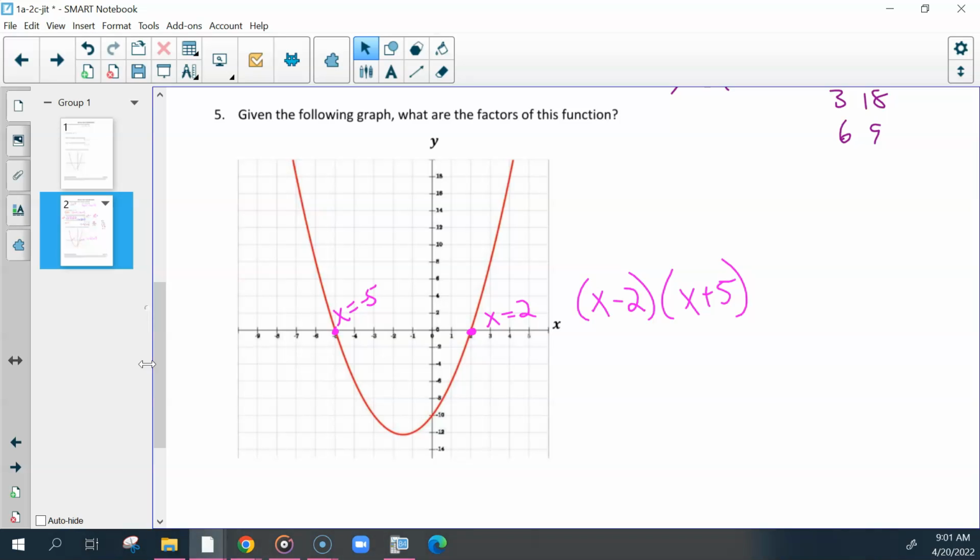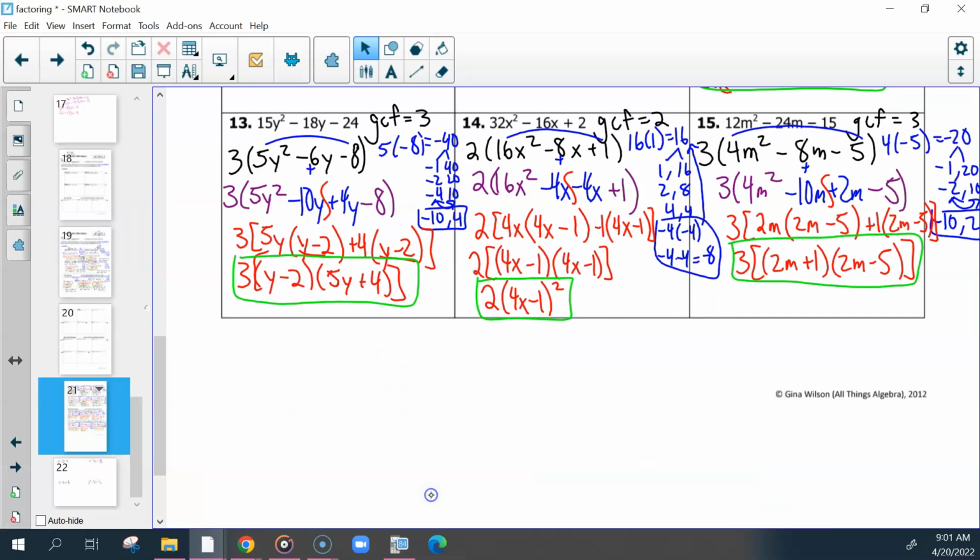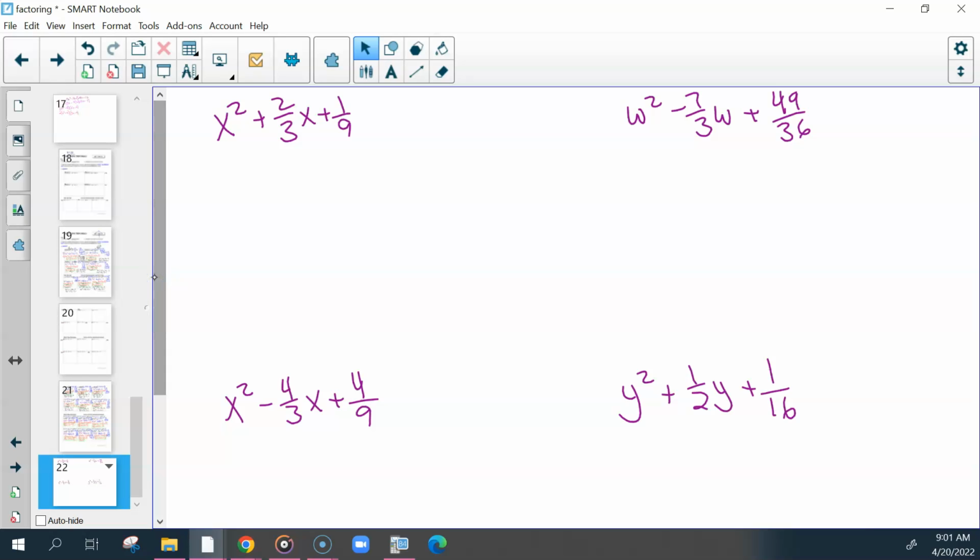Either on the back of this sheet or somewhere where you have space, I want you to write these 4 problems. This is the last thing with factoring we need to talk about.